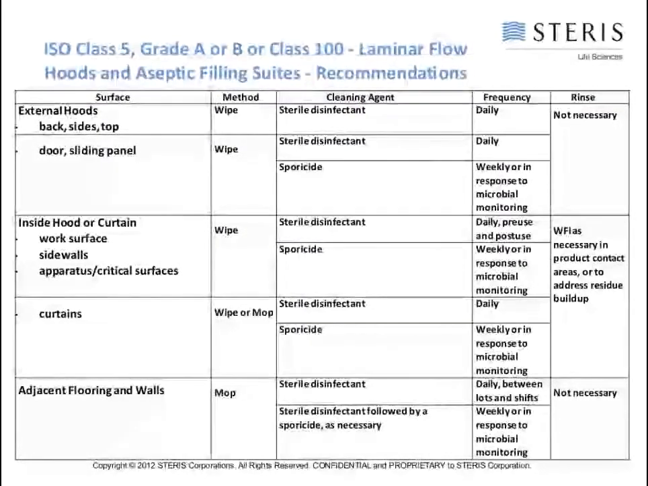And then ISO Class 5, Grade A or B, or Class 100, laminar flow hoods and aseptic filling suites. This is where you want to make sure that you are cleaning daily or cleaning every shift. We do have facilities that will clean every single shift. And that's what you're supposed to do when you have a facility that has Class 100 or aseptic filling suites.